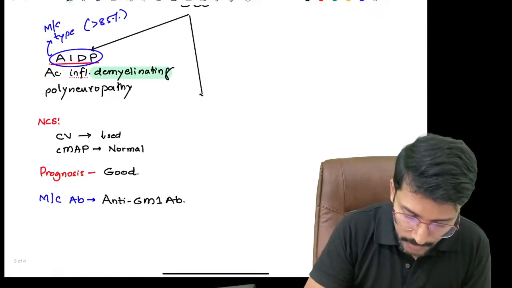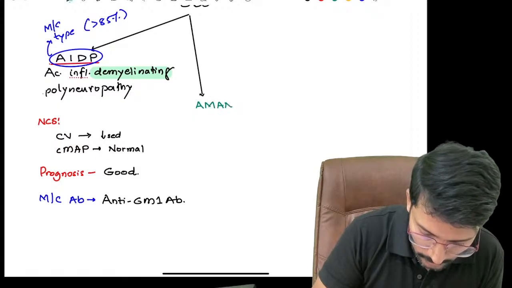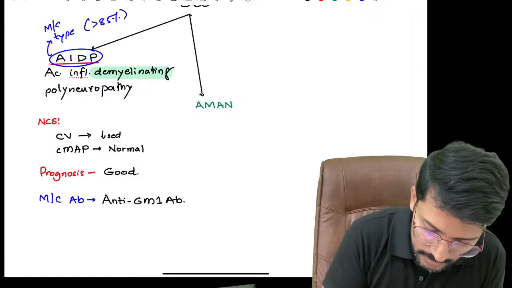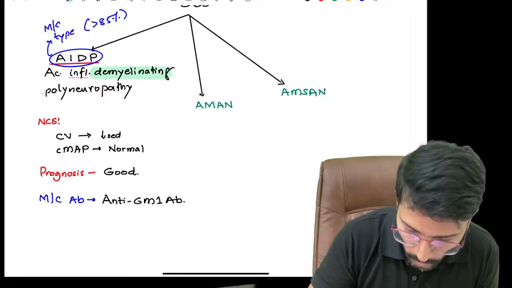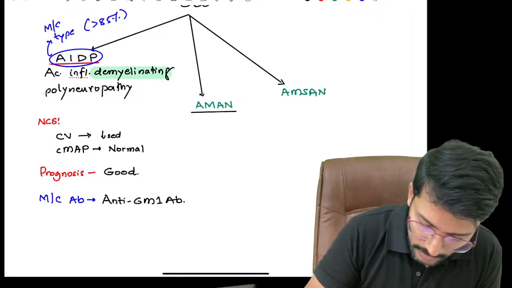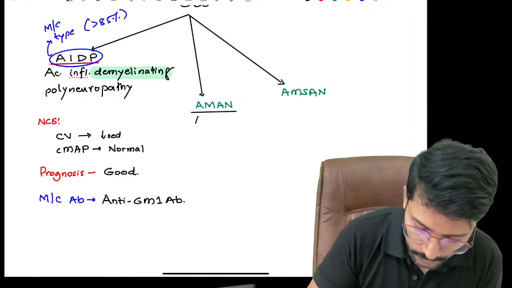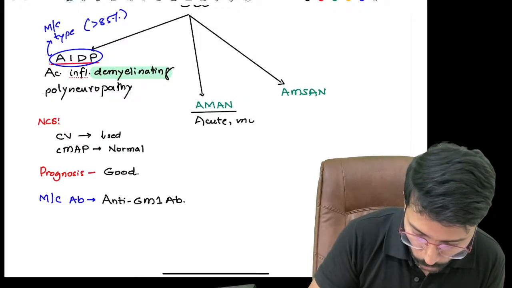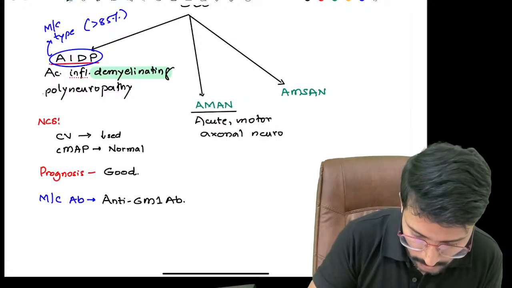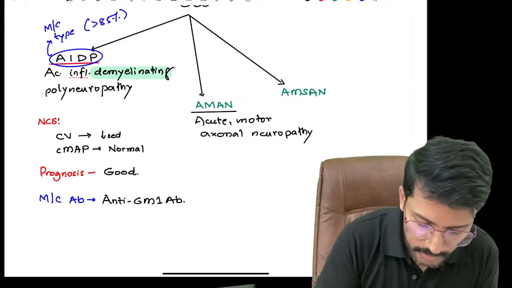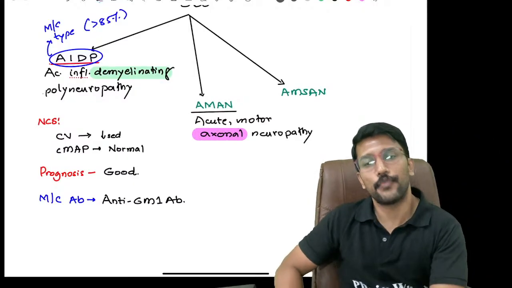Okay. The next variant that we are going to talk about is called AMAN, and there is one more variant which is called AMSAN. Okay, now what does AMAN stand for? It's all there in the name. AMAN stands for acute motor axonal neuropathy. So from the name, you can tell me that this patient has got damage to the axon. So this is an axonal injury variant.